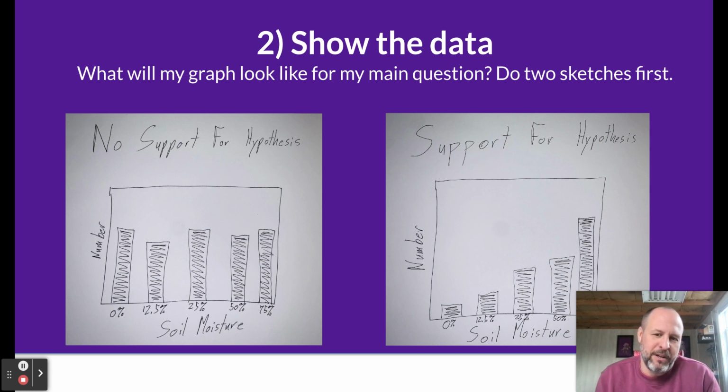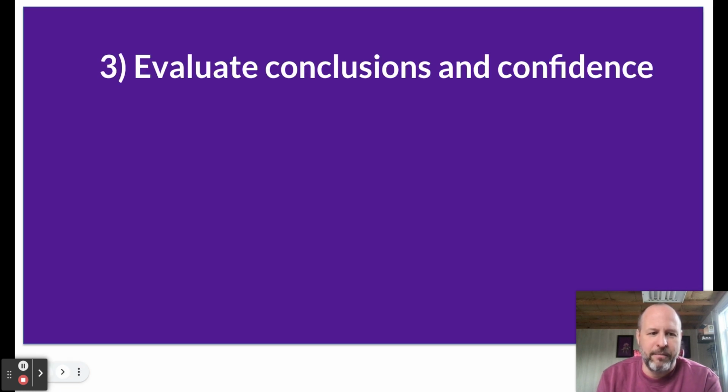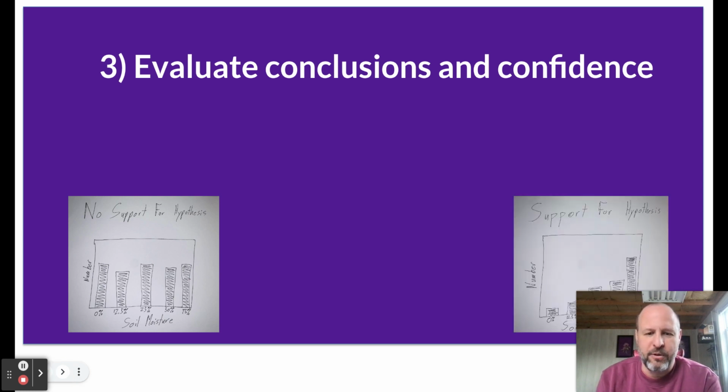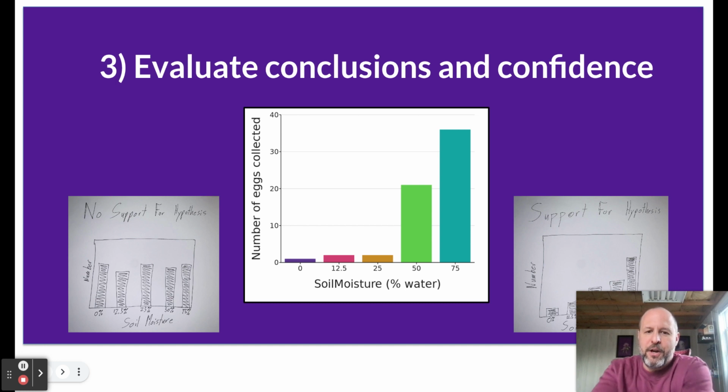Now, there's a couple of other ways we could have drawn the sketch. We could have drawn the middle bar very tall and all the others low, or all of them tall and one of them very low. All of these would indicate some kind of non-random pattern of preference. But this is a good example of what support for the hypothesis would look like. So this is the first part of show the data, to think about what the data would look like. And now when we look at the actual data from this experiment, again, here was our no support. Here was our support. The actual data looked like this, where they very closely matched that student sketch.